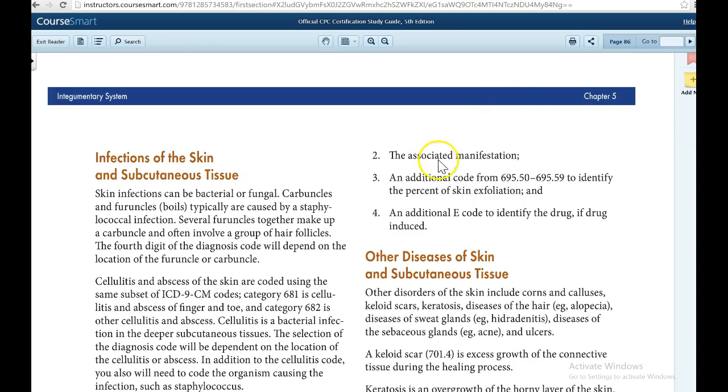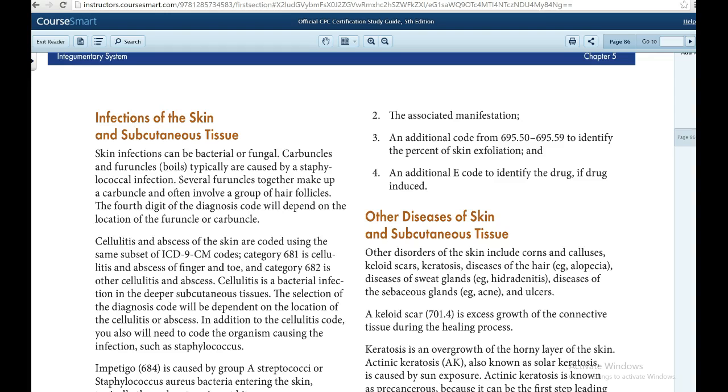You can have associated manifestations, and the additional codes from these code ranges identify the percentage of skin exfoliation, and in addition to any E code to identify the drug if drug induced, because you can have drug induced erythema as well, and a really bad allergic reaction to a drug.